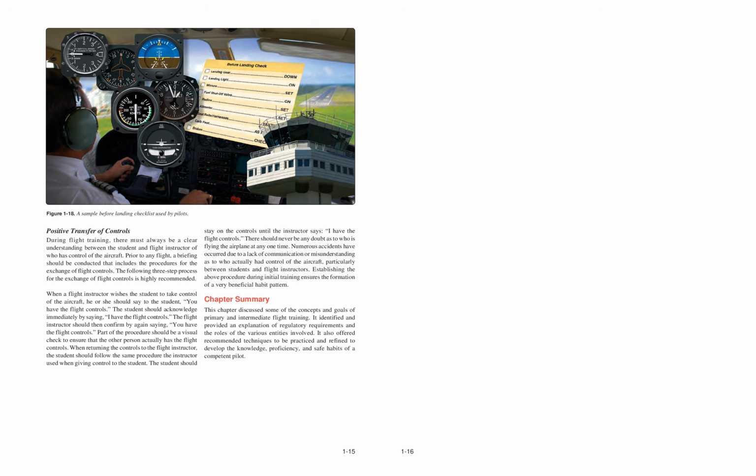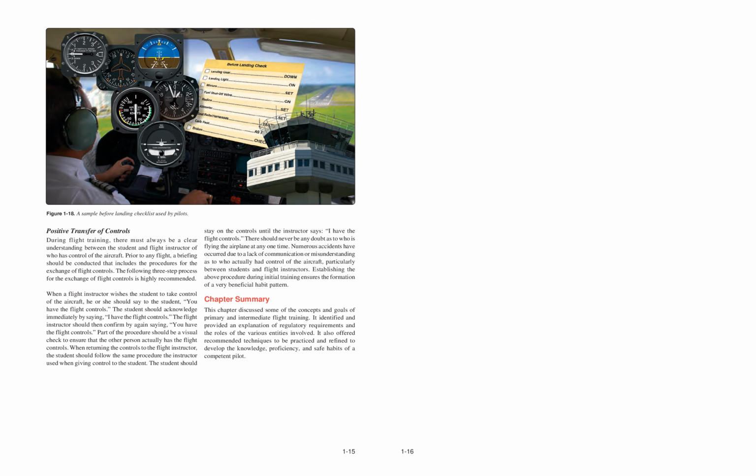When a flight instructor wishes the student to take control of the aircraft, he or she should say to the student, "You have the flight controls." The student should acknowledge immediately by saying, "I have the flight controls." The flight instructor should then confirm by again saying, "You have the flight controls." Part of the procedure should be a visual check to ensure that the other person actually has the flight controls.